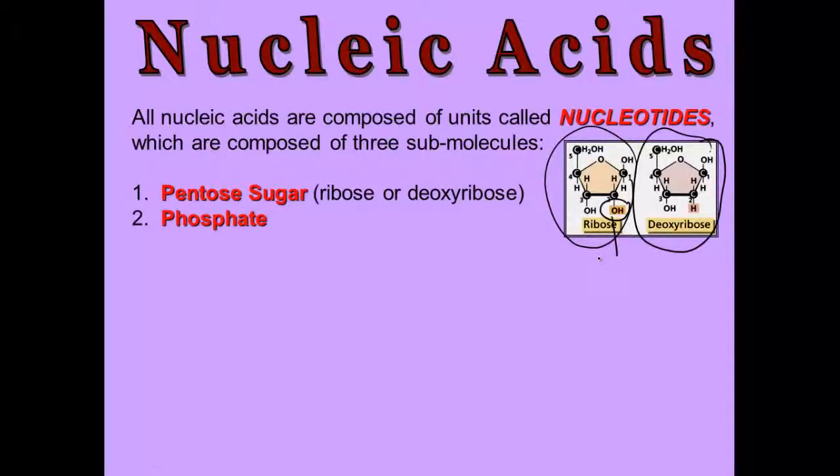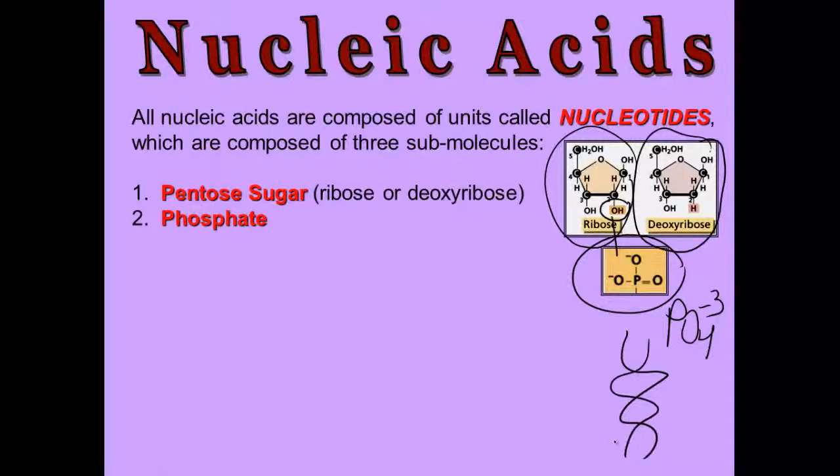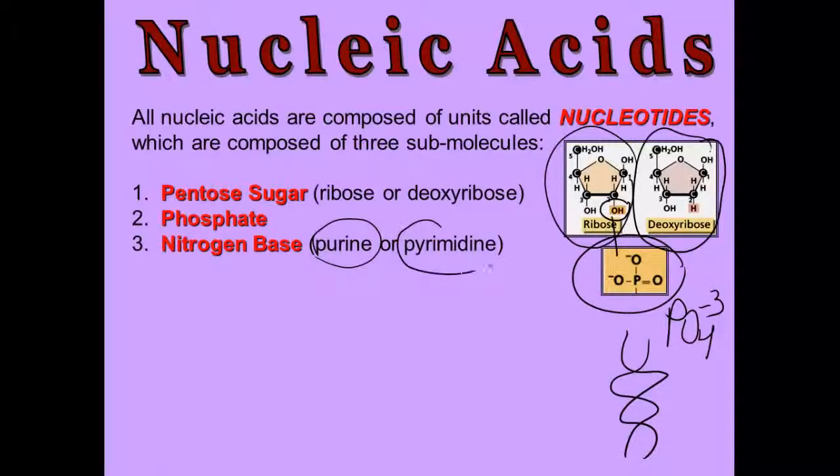The second part that you'll see in every nucleic acid and every nucleotide is a phosphate group. Now we've already talked about phosphate groups. The phosphate group has a double rotating bond, and that's the part of the nucleic acid that allows the chain to twist and bend into a twisted double helix. The third part of a nucleotide is the nitrogen base, and a base can be either a purine or a pyrimidine. So a pentose sugar, a phosphate group, and a nitrogen base.